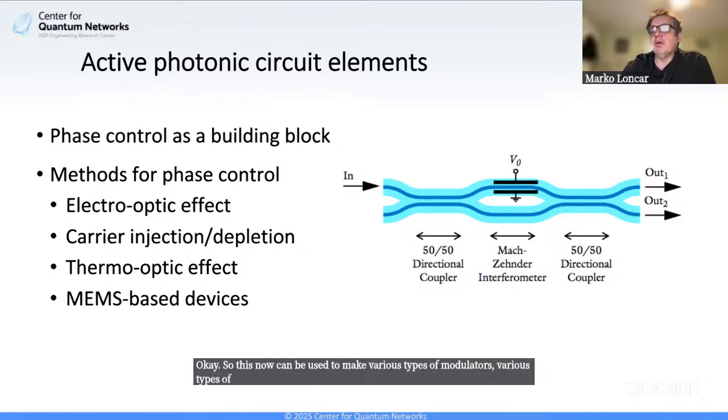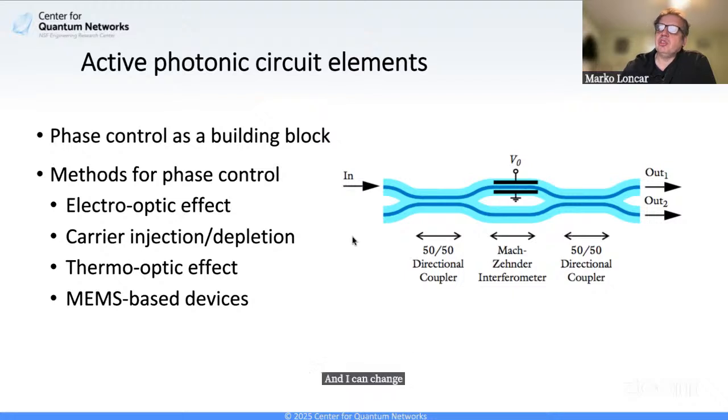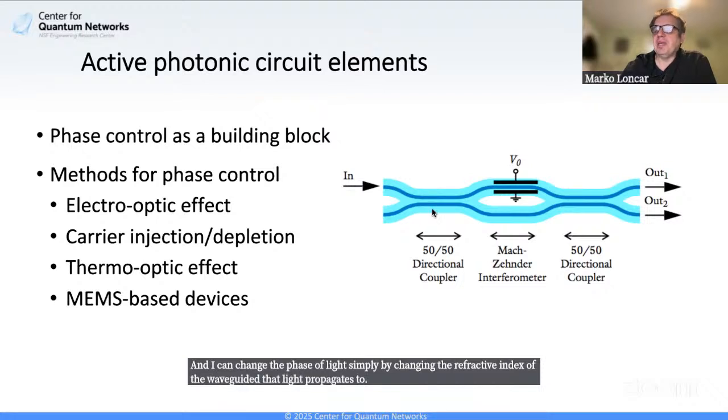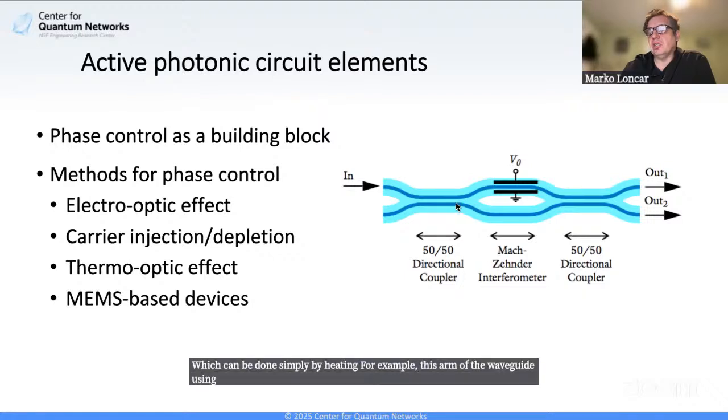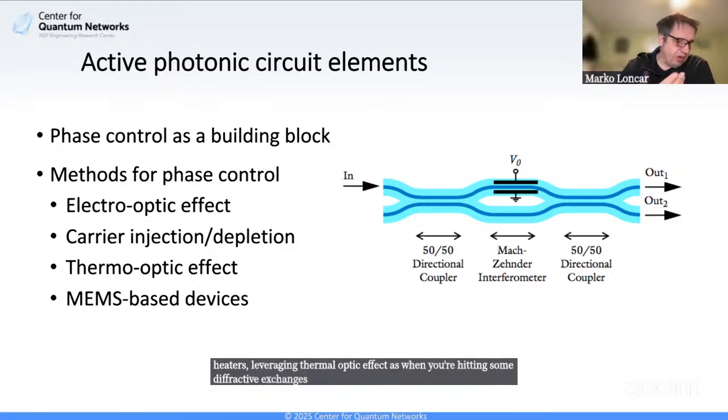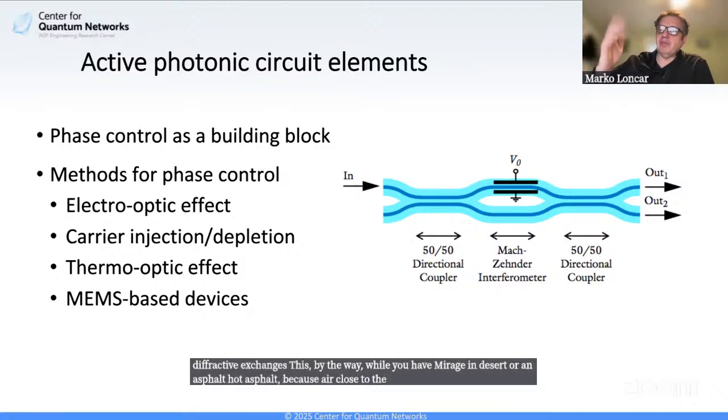or controlled, active photonics elements that are not only passive, simply by applying something here that's going to change the phase of light. And I can change the phase of light simply by changing the refractive index of the waveguide that light propagates in, which can be done simply by heating, for example, this arm of the waveguide using heaters, leveraging the thermo-optic effect, as when you heat something, the refractive index changes. That's, by the way, why you have mirages in the desert or on hot asphalt, because air close to the surface gets hotter and has a different refractive index.